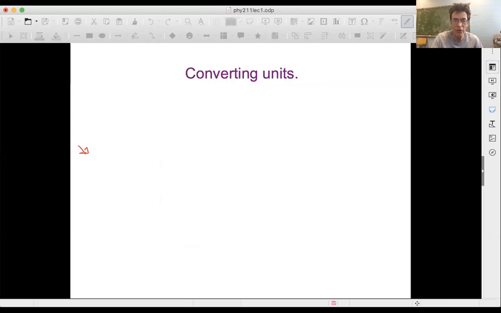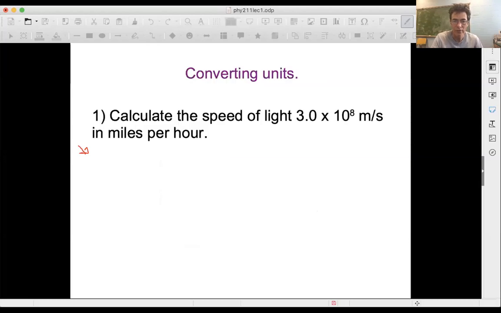Okay, so let's do this first question. Calculate the speed of light in miles per hour. So I've written down here the speed of light in meters per second. It's 300 million meters per second, 3 times 10 to the 8 meters per second. Then I'm going to multiply it by 2 conversion factors. One is to convert the units of length in the speed, and the other one is to convert the units of time in the speed.